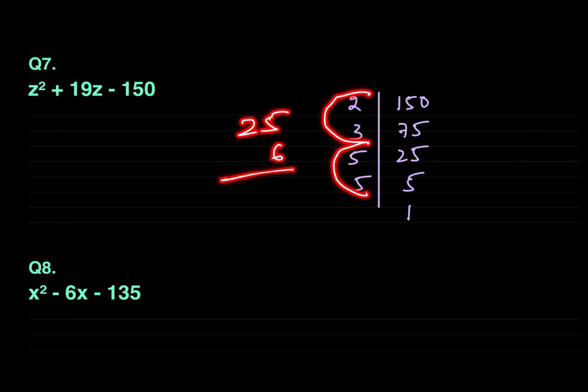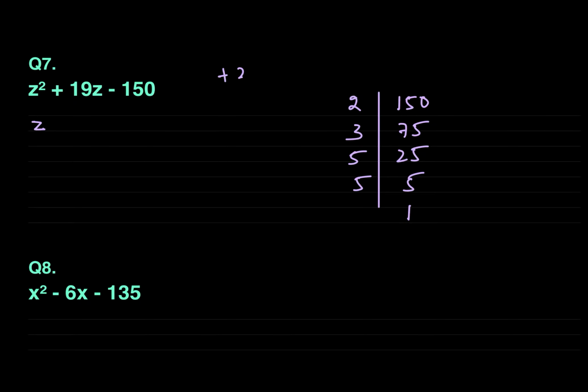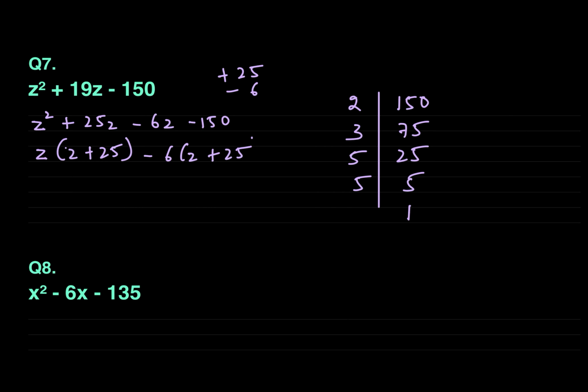We need negative 150z square. Negative. We need negative. So one has to be plus, one has to be minus. The greater number has to be plus and the smaller number has to be minus. So positive 25 and negative 6. Positive 25z, negative 6z minus 150. Common is z plus 25, minus 6z plus 25.